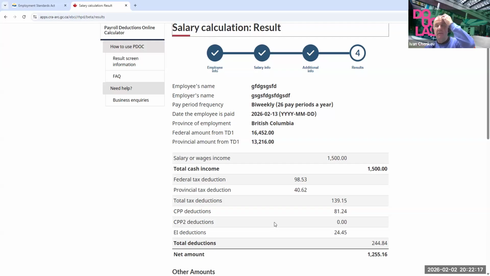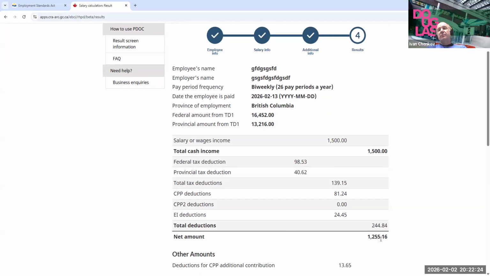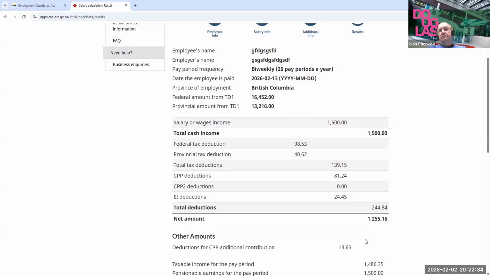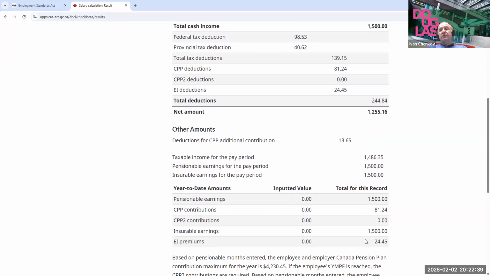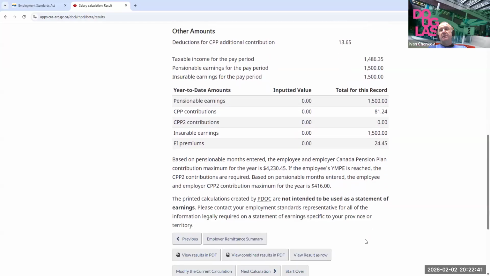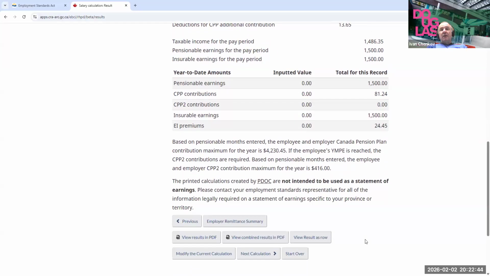Now it's the employer's responsibility to transfer that money to Canada Revenue. And we're going to make a deposit to the employee's bank account for $1,255.16. Is that over? No, it's not. What we have to do next is keep going and say employer remittance summary. And let's see what's going to happen.